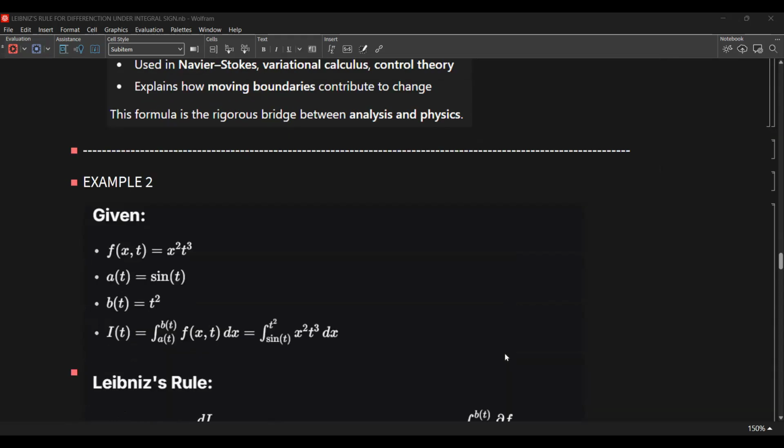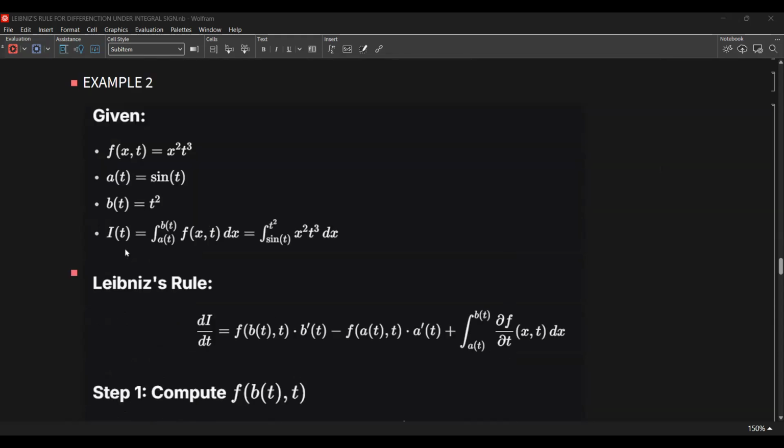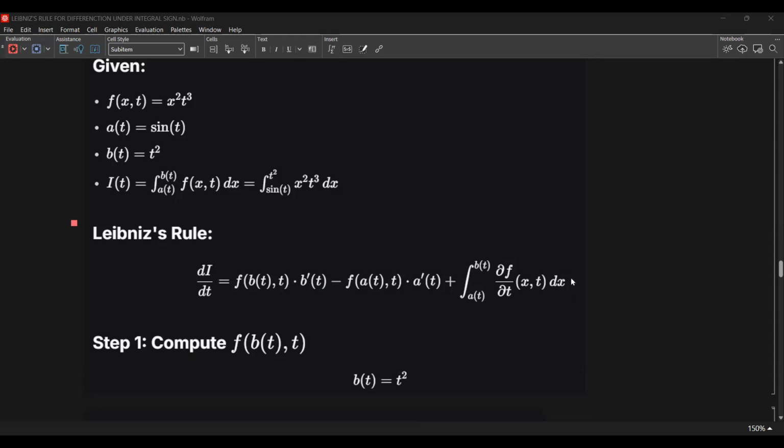So we have another example here. f of x, t equals x squared t cubed, a of t equals sine t, b of t equals t squared. Then we have I of t, the integral of f of x, t from a to b, where a and b here are functions of t. So we have the integral of x squared t cubed dx from sine t to t squared. So by the Leibniz rule, we use this formula.